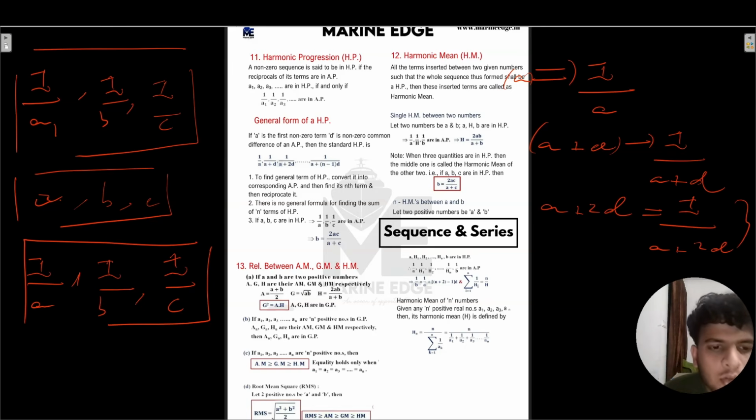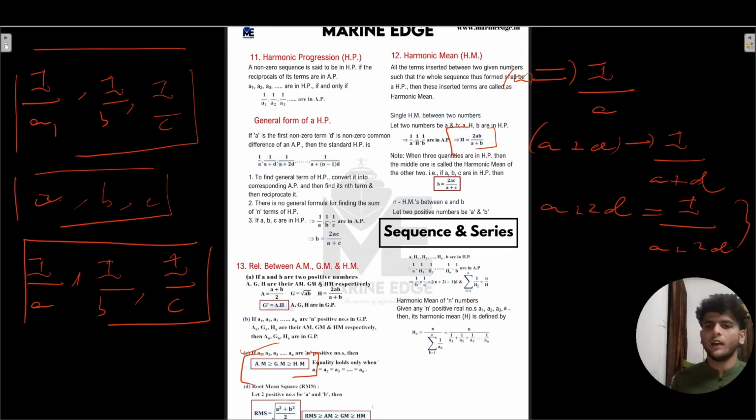Yes, is that clear? So now the relation between AM, GM and HM: G square is equal to AH, that is, the square of the geometric mean is equal to the product of the arithmetic mean as well as the harmonic mean. You should always remember this relation, that AM is always greater than GM, which is always greater than HM. This is sometimes directly asked in an examination and you have to take the utmost care of this. And the harmonic mean for two numbers is H is equal to 2ab upon a plus b.